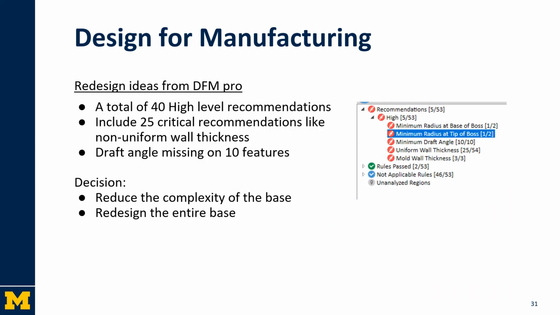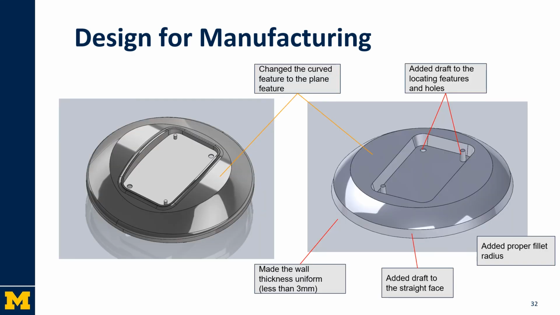After the cost determination, to check the manufacturability of the base plate, we ran it through the DfM Pro and got 40 high-level recommendations. So we decided to reduce the complexity of the part and redesign the entire base. While redesigning, we made sure that we follow all the recommendations, like making sure that we have uniform wall thickness all over the part, giving drafts to all the vertical faces, and locating features, the holes, and reducing the complexity to use less material.